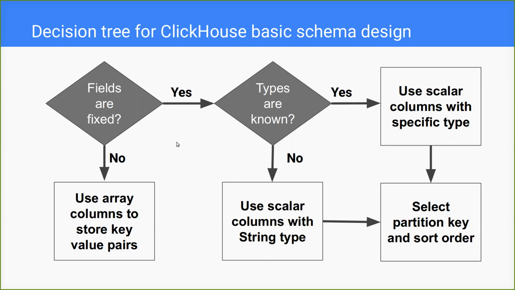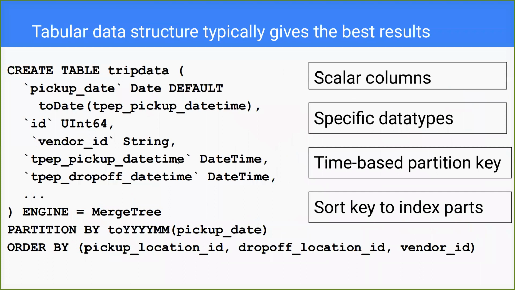So that's basically your schema design. Now, in the data today in the trip data set, we've gone through the steps to figure out the optimal data types. So we're using scalar columns, we're using specific data types. We have a time-based partition key, partitioning by month, that's the way you do it in ClickHouse. And then we have just picked a sort key that happens to work for our particular use case. So this is typically the end result after you've looked at the data a little bit. You get a nice table like this.